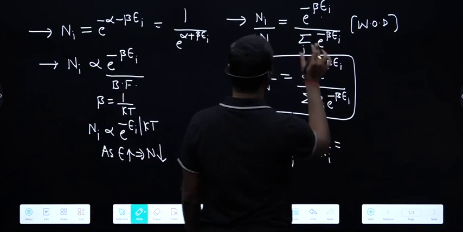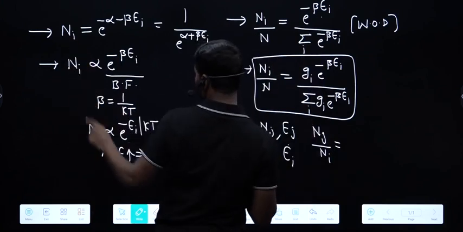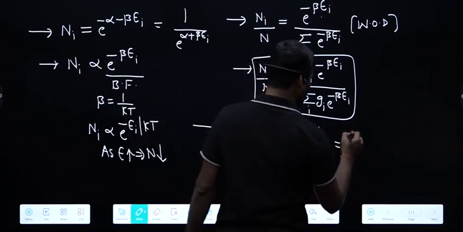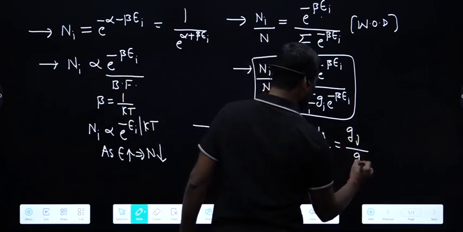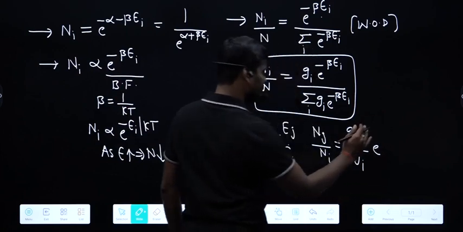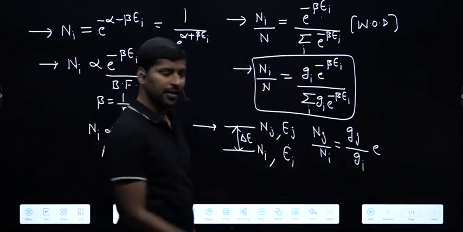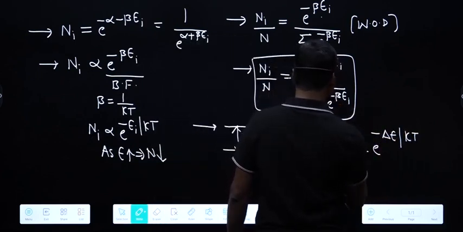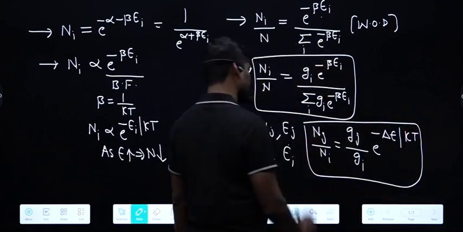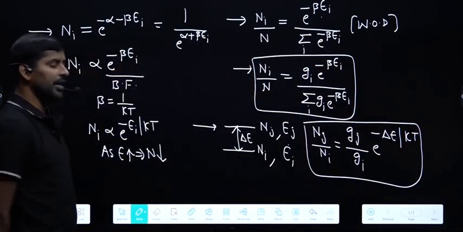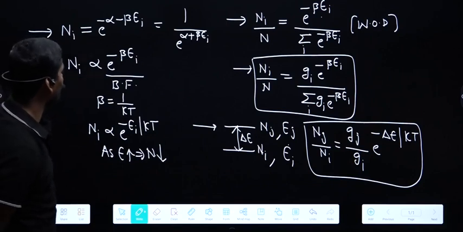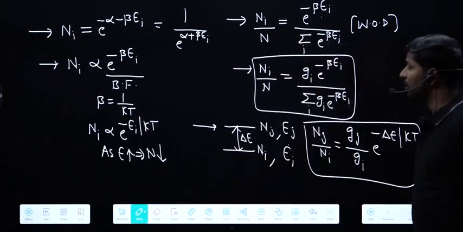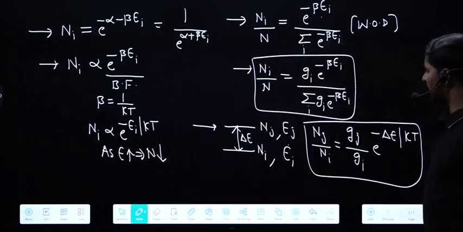According to this, if you apply this equation, Ni is proportional to e power minus Ei by kT, or Ni is proportional to e power minus beta Ei, we'll get Gj by Gi into e power minus Ej by kT by e power minus Ei by kT. If you bring that to the numerator, we will get e power minus delta E by kT, and delta E is the gap between those two energy levels. So this is the expression for relative population. This is about Maxwell-Boltzmann statistics, and these are some points you have to remember based on Maxwell-Boltzmann statistics.